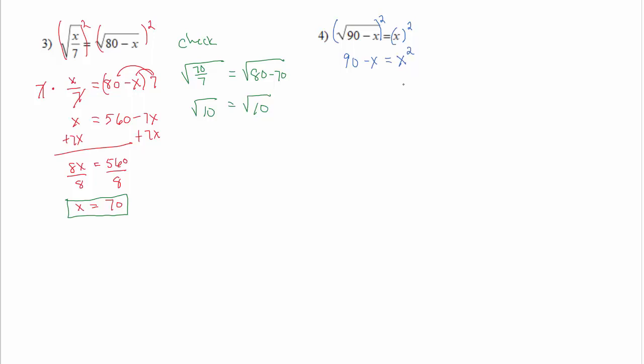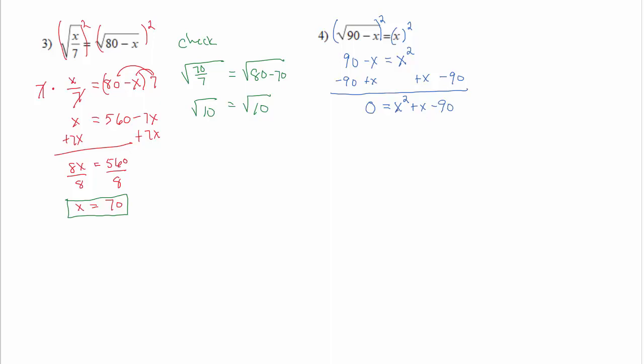In order to do factoring or quadratic formula, no matter what, we got to get everything into one side. I like my x squared to be positive, so let's move the 90 over. And let's add the x to move it over. The left-hand side becomes 0, and the right-hand side becomes x squared. We can't add x to it, so it's plus x minus 90.